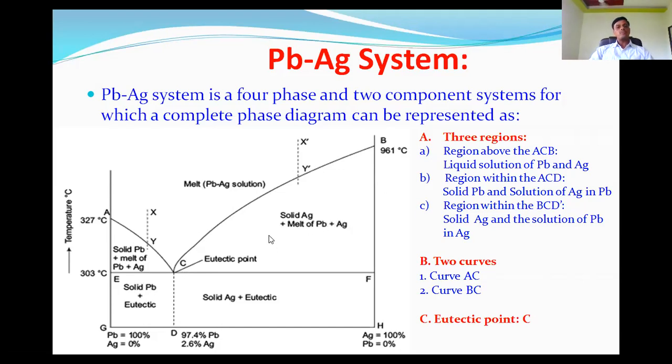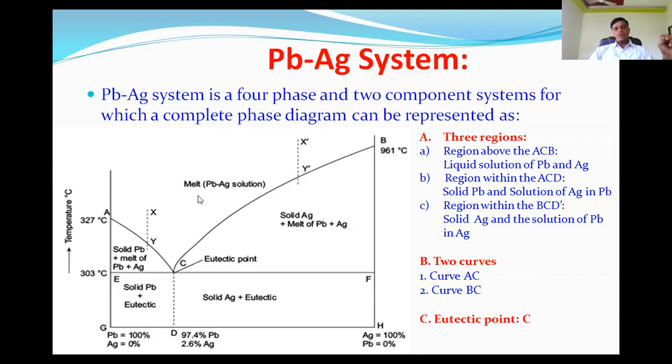Now, the area above ACB is nothing but the existence of the molten form of lead and silver. Here only one phase exists, but the number of components is two.